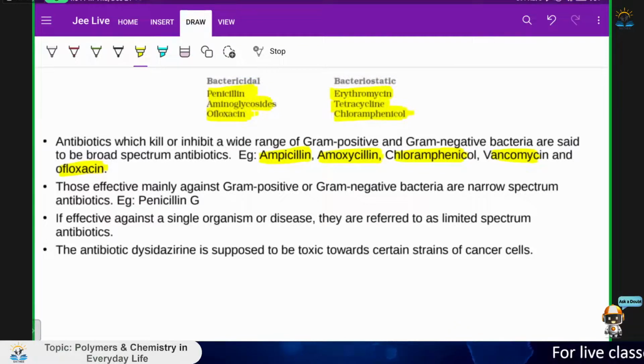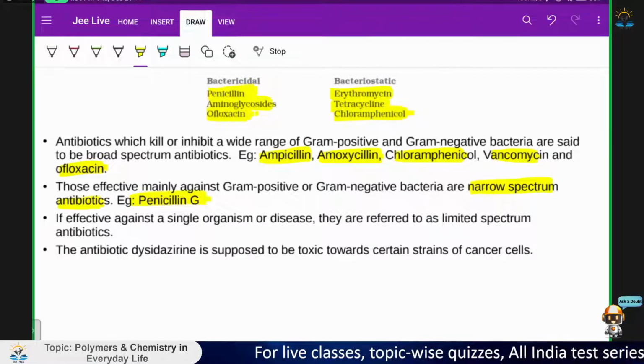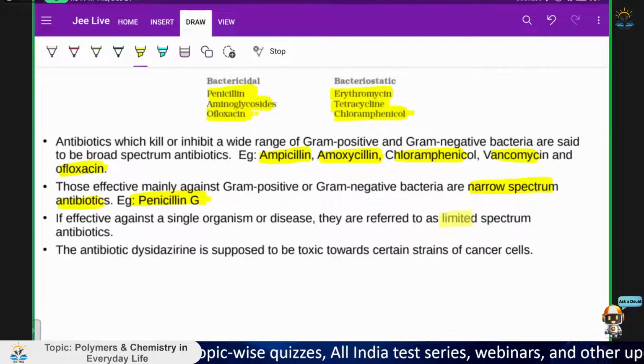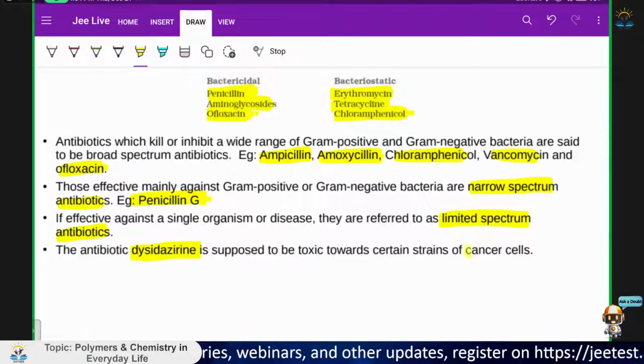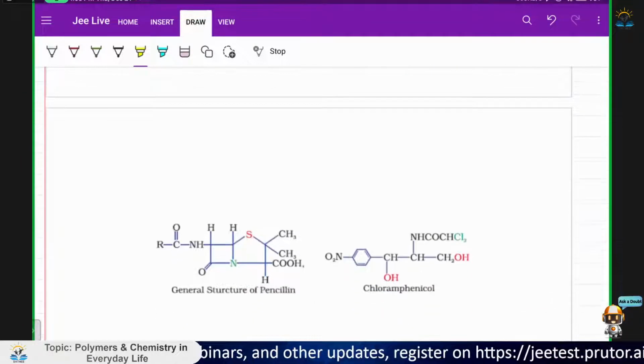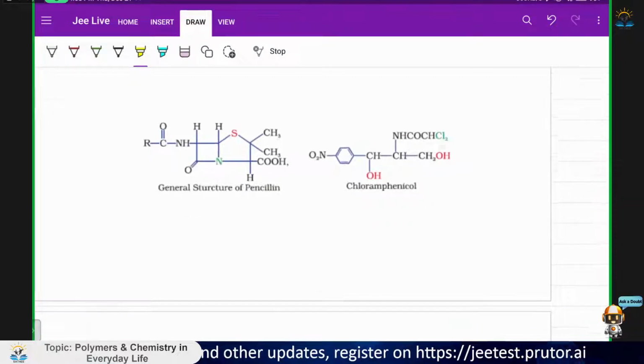Those effective mainly against either gram positive or gram negative bacteria, where the antibiotic only kills one group, are called what? Narrow spectrum antibiotics. An example is penicillin G. If the antibiotic is effective against a single organism or disease, it is called a limited spectrum antibiotic. Another example given in our text is dysidazirine. What is it? Toxic towards certain strains of cancer cells. The structures of penicillin and chloramphenicol are given here.